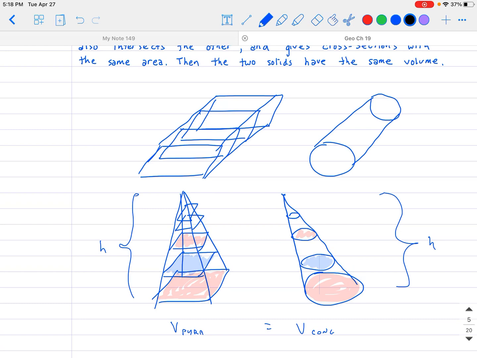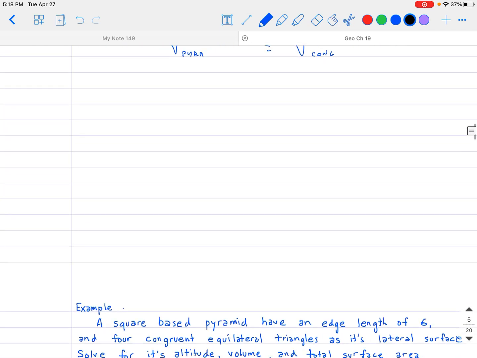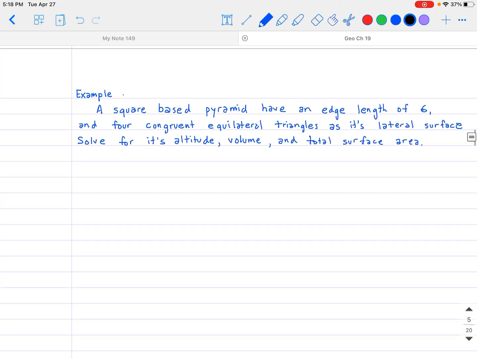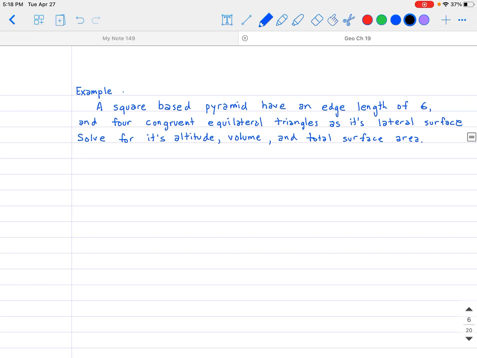Okay. All right, so now let's take a look at an example of how to use the volume of a cone or volume of a pyramid, in this case. So let's look at an example. A square-based pyramid has an edge length of 6 and 4 congruent equilateral triangles as its lateral faces. Solve for its altitude, the volume, and the total surface area.